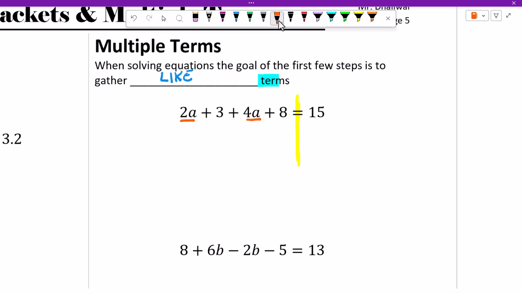There were a couple different ways we did this in January. We did it in our heads, or we wrote a calculation off the side. We did 2 plus 4. What do we get? 6, and we have 6A. And then we combined our constant terms. We have a 3, we can write it off to the side, 3 plus 8, and what do we get? Not 13. 11. And this is going back to January.